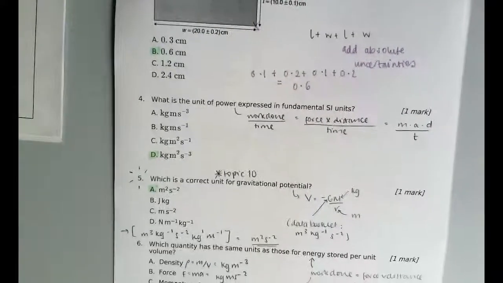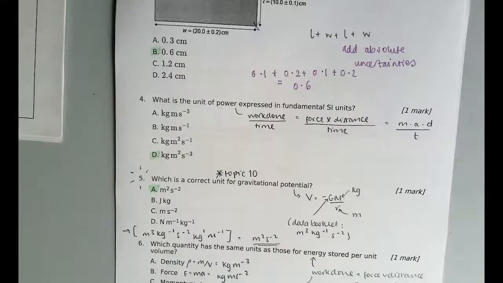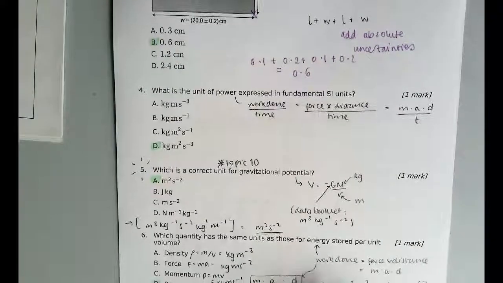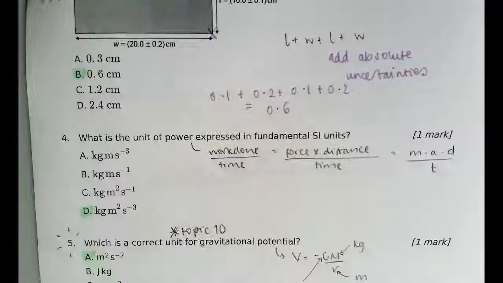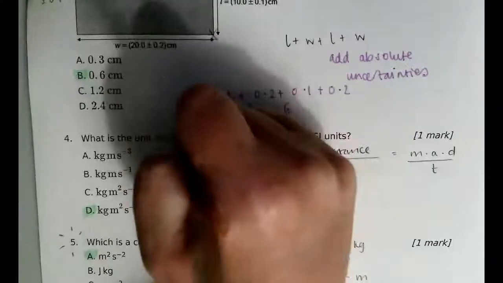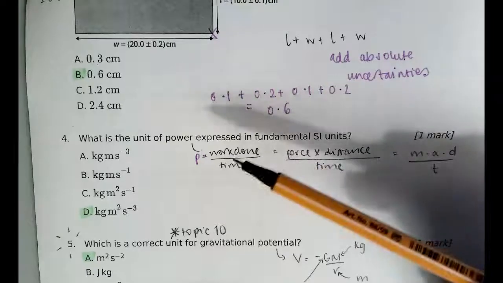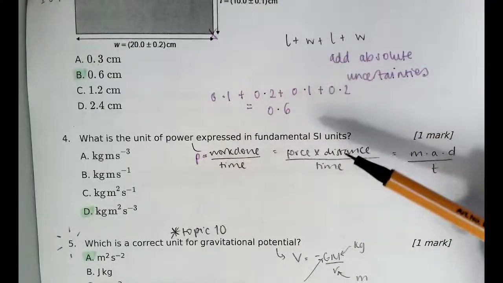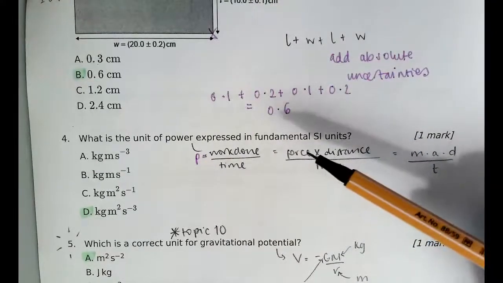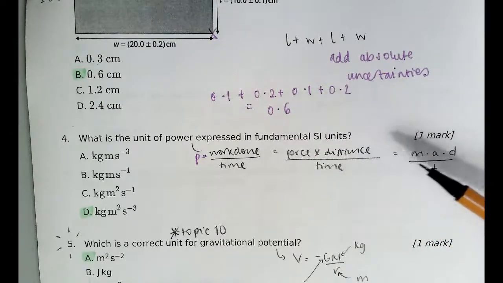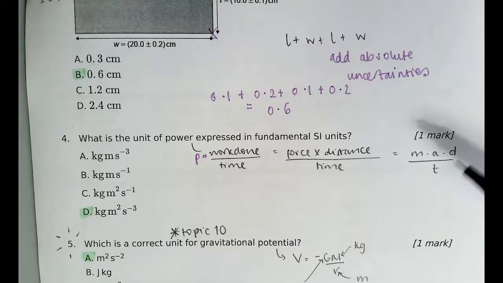Question 4 is a fundamental units question. What is the unit of power expressed in fundamental SI units? Power, P, is work done over time taken. Work done is not fundamental, so let's break that down. Work done is force times distance. Force is not fundamental, so let's break that down. Force is mass multiplied by acceleration. Then multiply that by distance divided by time to get power.